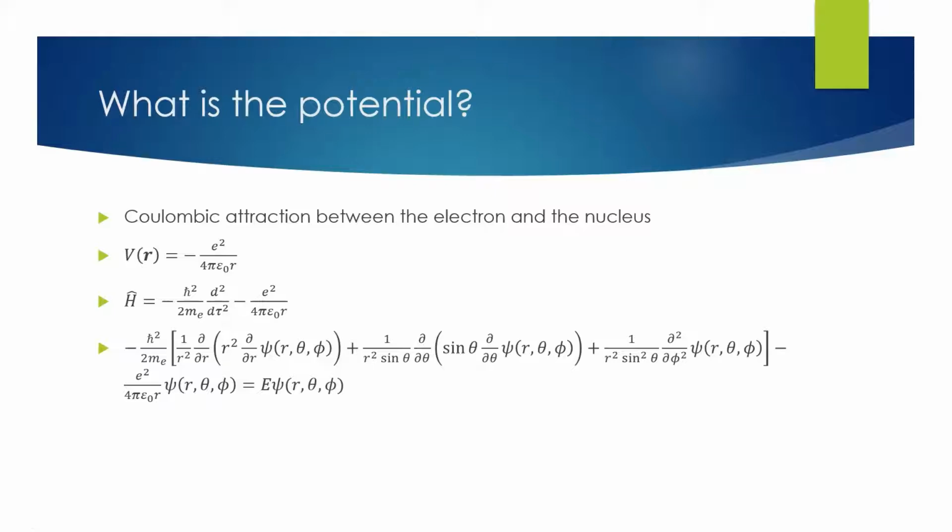However, we can make some important observations and simplifications like we did for rotation. One of the first things we can note is that the potential, which we can see here or here, is only dependent on one of our variables, r. It only matters how far away the electron is from the nucleus. That's how much potential energy it has.